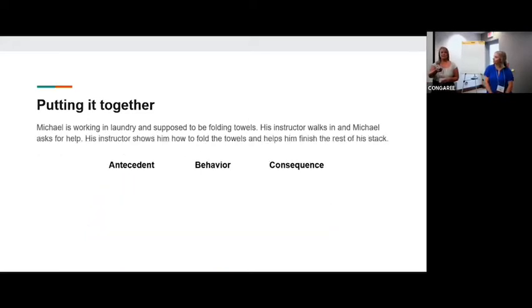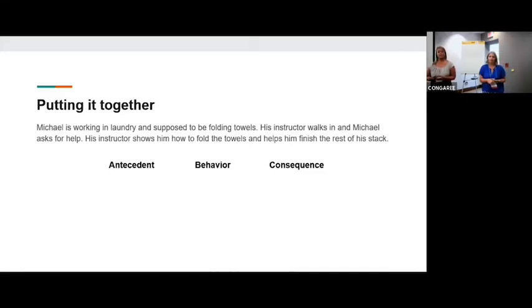So the next example, similar. Michael is working in laundry and supposed to be folding his towels. His instructor walks in and Michael asks for help. His instructor shows him how to fold the towels and helps him finish the rest of his stack. So what's the behavior in this one that Michael engages in? The behavior is just anything. It doesn't have to be something bad. Yep, he asked for help. So the behavior in the situation is Michael asked for help.